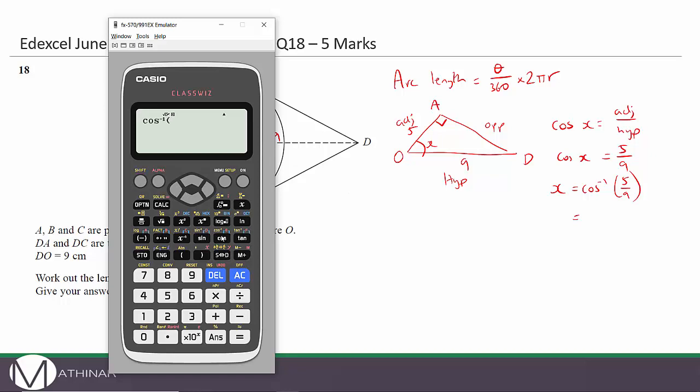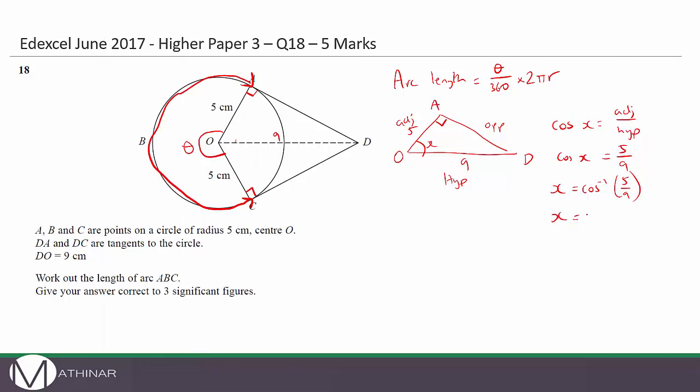So inverse cos of 5 over 9. So angle x is 56.25. So this is 56.25, and this triangle here is going to be congruent. So this is going to be 56.25 because all the lengths are the same. So this whole angle here is going to be two lots of that.